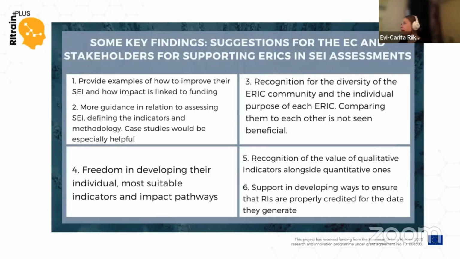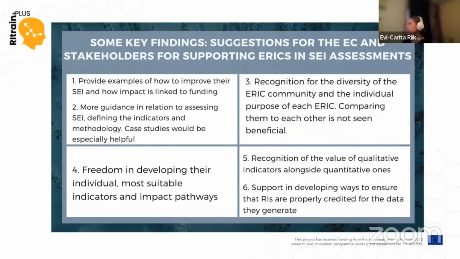Finally, the respondents then provided some suggestions for the Commission and for the stakeholders in general on what they could do in supporting the ERICs in carrying out the impact assessments. They said that it would be helpful to have some examples of how they could improve the impact and especially how this impact is linked to funding. They also would like to have more guidance in relation to assessing the impact, defining indicators and methodology, and they would welcome some case studies that would guide them on the way.